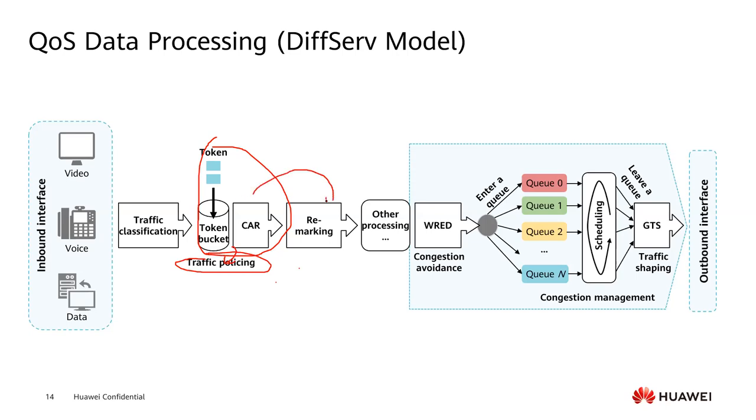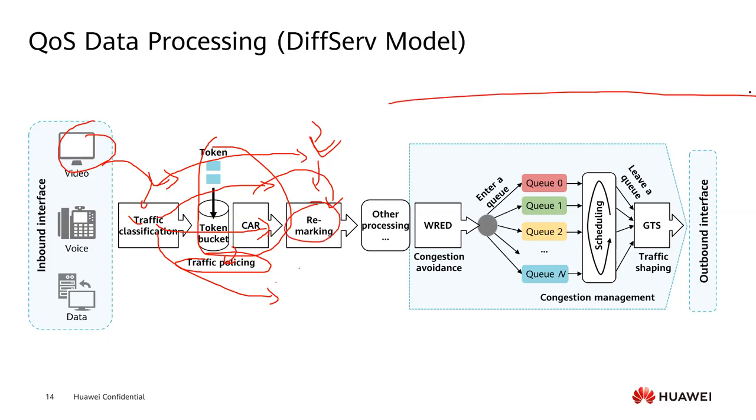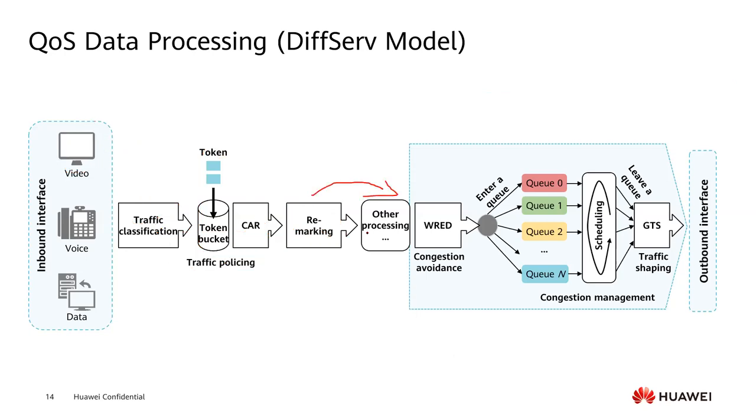Then after that, we'll do the remarking. Remarking means at first we classify, we divide the traffic into different classes. Then we need to mark the traffic. For example, this is a video. When it comes in and goes through the traffic classification, the device knows this is a video, but I need to give this video traffic some mark. If we mark this video traffic, later when it's sent to other devices, they can, based on this mark, know that this is a video, or maybe this is a voice. And after I do the remarking of the traffic, it will go on to do the forwarding.